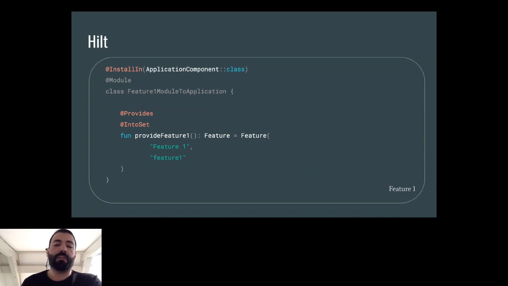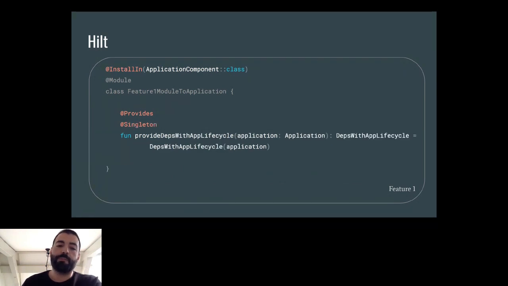Moving forward, we're gonna provide the features in the same way, and the application plugin exactly the same way. For the deps with app lifecycle, it's the same way, just with a tiny annotation change. I use a singleton here because I didn't want to introduce a separate scope anyway. It's already part of Hilt. It's already following everything that Hilt suggests, using singleton for application lifecycle instances as well, and so on.